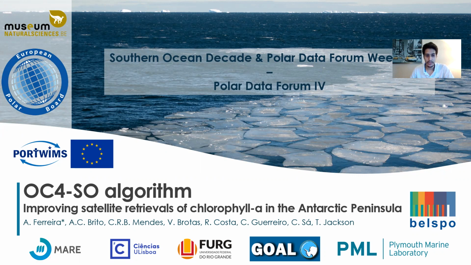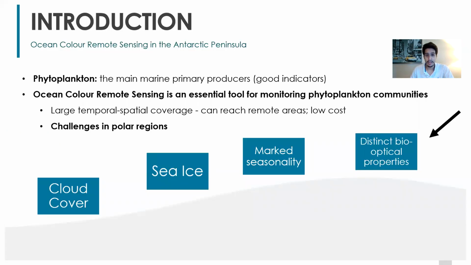Today I'll present our recent work on a new algorithm to improve satellite retrievals of chlorophyll A in the Antarctic Peninsula. Phytoplankton are the main marine producers and as such are good indicators of changes in the ecosystem. And for the last few decades, ocean color remote sensing has become an essential tool for monitoring phytoplankton communities.